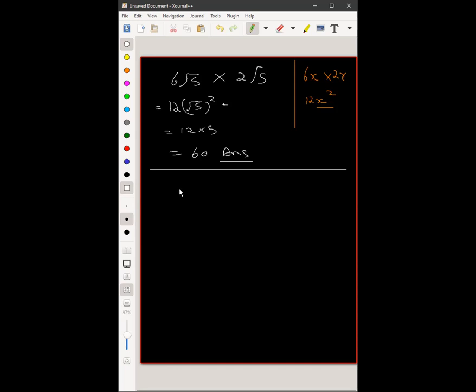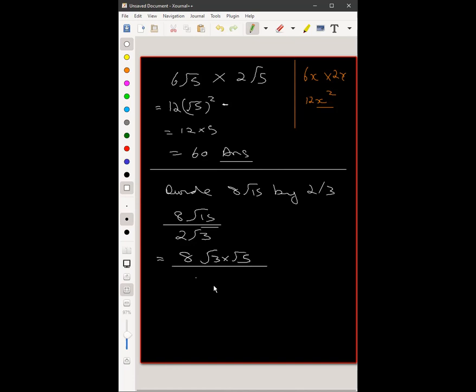So done. Okay. Similarly, let's divide 8 root 15 by 2 root 3. That is nothing but 8 root 15 divided by 2 root 3. Now what would we do? So 2 4s are 8 and 3 5s are 15. So 4 root 5. Right, but we can write this as 8 root 3 into root 5 upon 2 root 3.